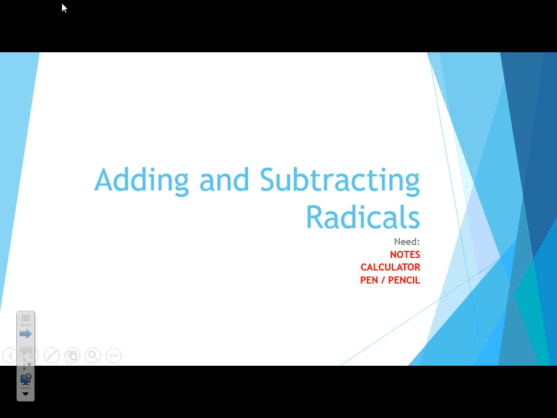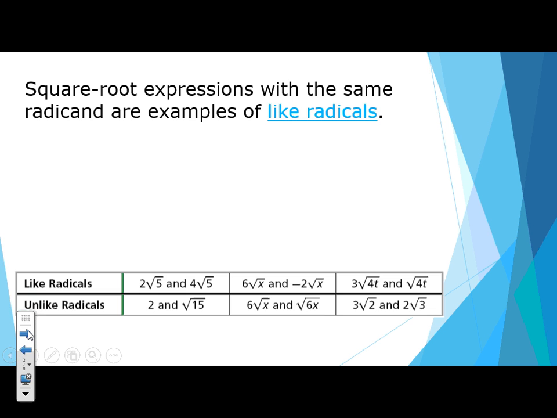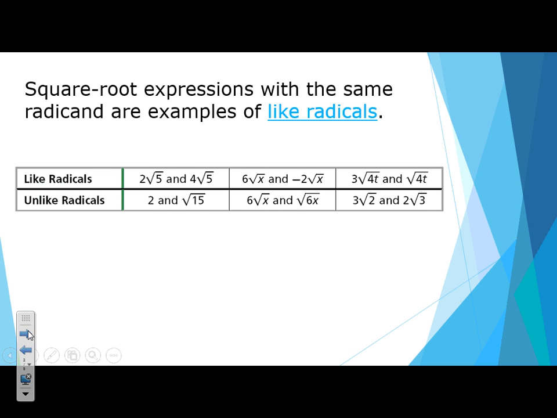Here we go. Square root expressions with the same radicand are examples of like radicals. Now, this is important. Here's some examples of like radicals and unlike radicals. To be like radicals, they have to have the same thing underneath our square root symbol. Here we have an x and an x. Those ones work, while down here we have an x and a 6x. Those are different, so they're not like radicals.